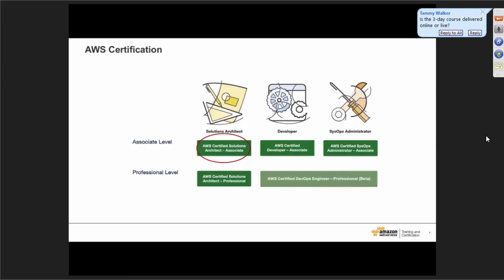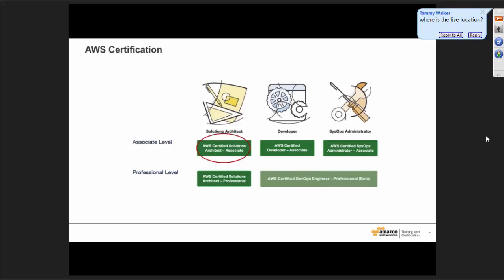Does the lab allow us VPC and other configurations? Yes, you will be doing labs, specifically for VPC. Is the 3-day course delivered online or live? I only deliver it live. I believe there are VILT deliveries of the 3-day course, but I don't know the scheduling. I'd have to look at the scheduling page for that.